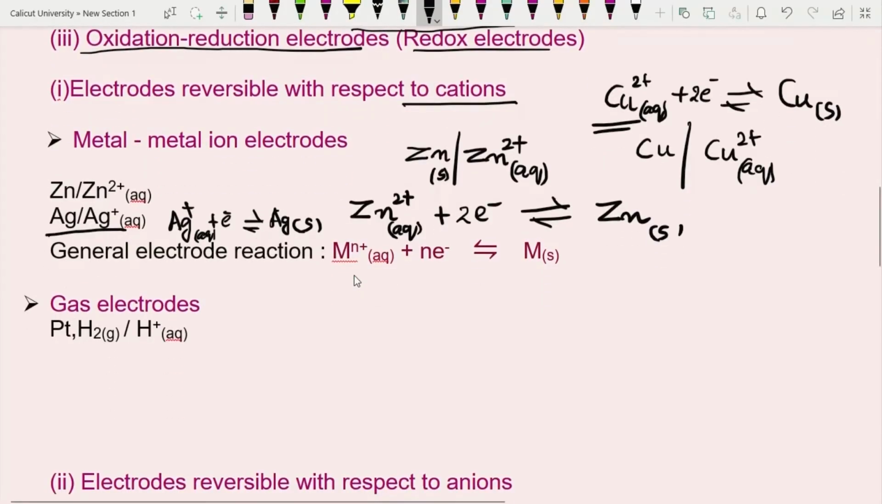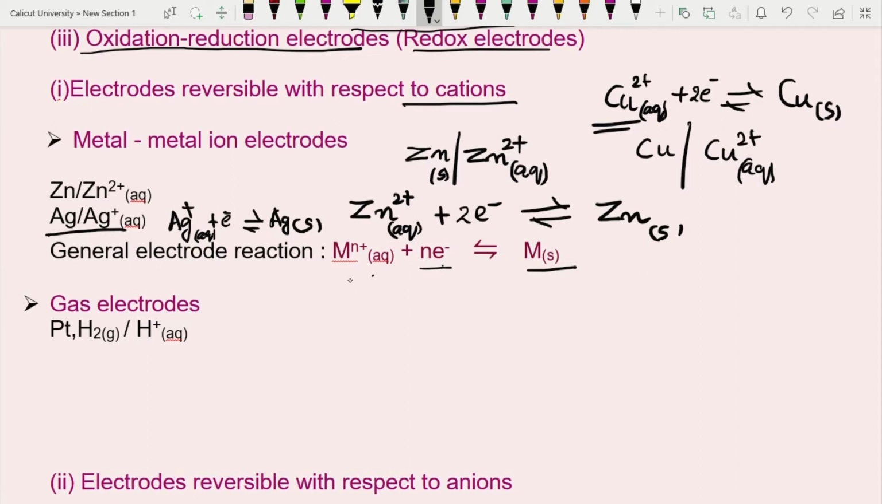to cations. Now, in general you can also mention a general electrode reaction with a valency Mn plus. Here we were dealing only with the valency of 2 and 1. Instead, if the valency of Mn plus, which is in the aqueous medium, is n, it can take up n electrons to form metal solid. This is a general form. You can put it for any other metal.